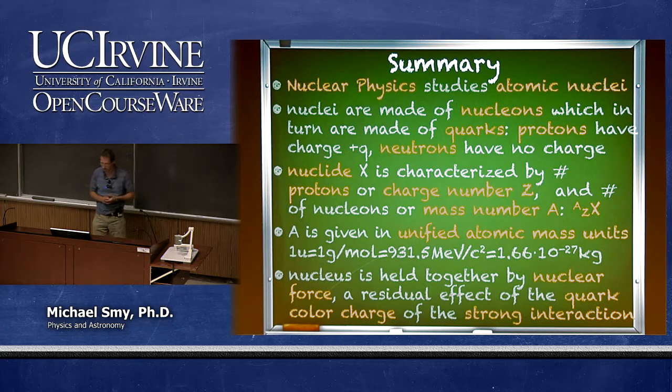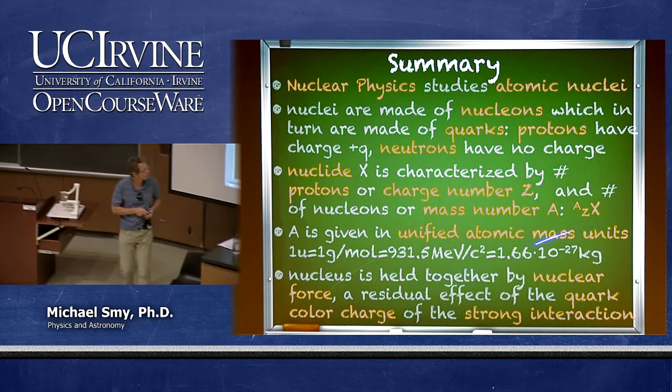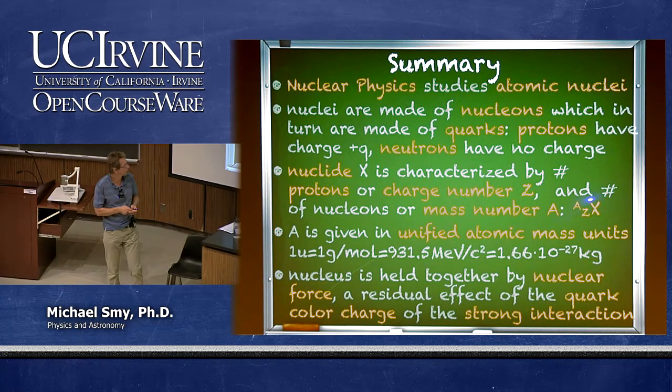Let me summarize nuclear physics. Nuclear physics studies atomic nuclei, and those nuclei are made out of nucleons, which in turn are made out of quarks, and protons have a charge of plus the elementary charge, and neutrons have no charge. A nuclide X is characterized by the number of protons, the charge number Z, as well as the number of nucleons, or the mass number A. And so one symbolically writes X as A Z X.